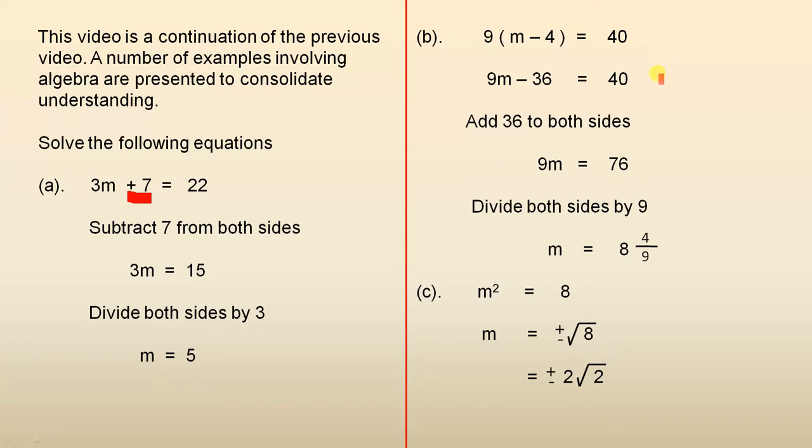9 outside of m minus 4 equals 40. Remove the grouping symbols to get to this line. Add 36 to both sides to give us this line. Divide both sides by 9. And the answer is m equals 8 and 4 over 9.